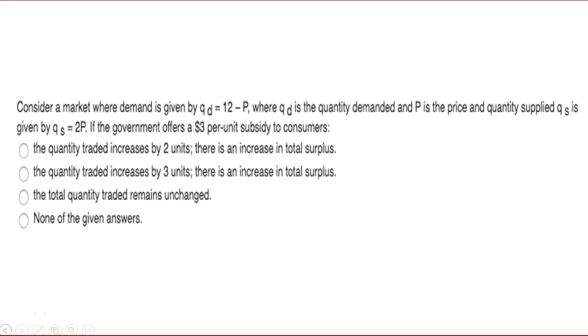The question says, consider a market where demand is given by the quantity equaling 12 minus P, the price, and where the quantity supplied is given by quantity equals 2 multiplied by the price. If the government offers a $3 per unit subsidy to consumers, then which of those is the correct answer? Alright, so let's work through this.